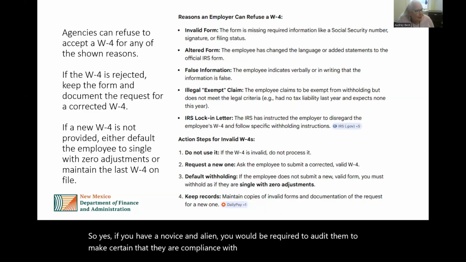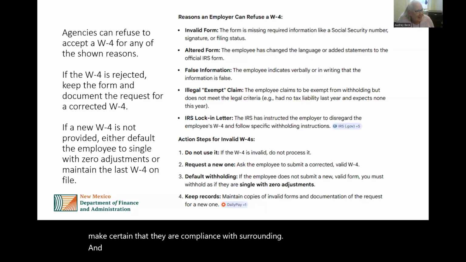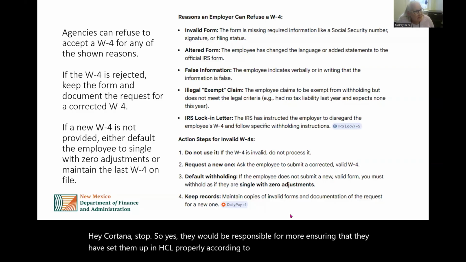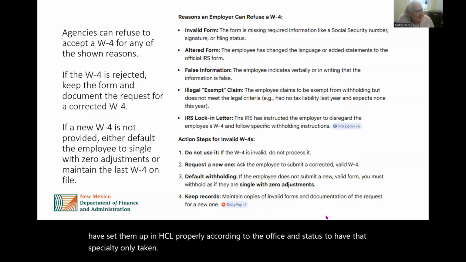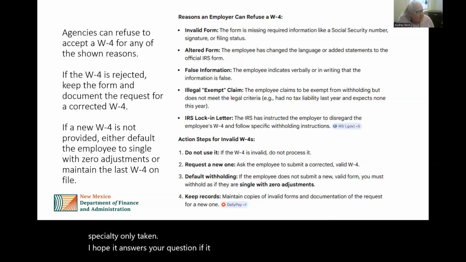And I'm not certain who your respective agencies are that you're asking about. Most agencies have HR staff. So yes, they would be responsible for ensuring that they have set them up in HCM properly according to the non-resident alien status to have that special withholding taken. I hope that answers your question. If it didn't, we can meet offline to discuss your questions and come up with some solutions for you.